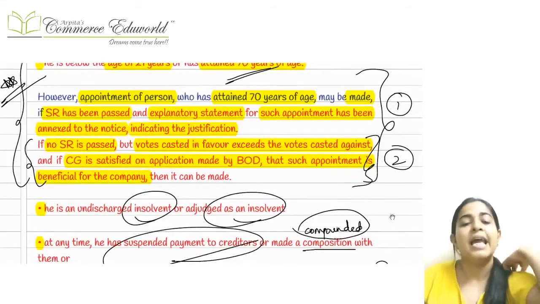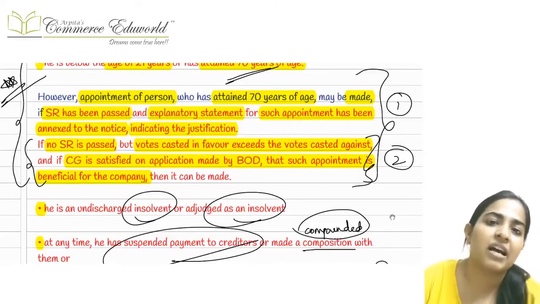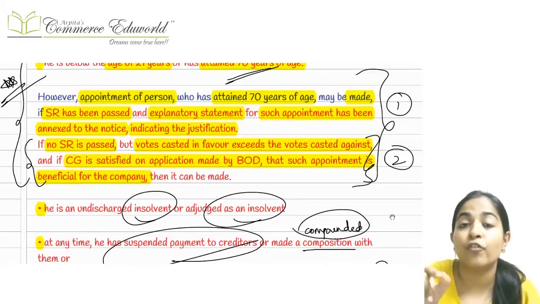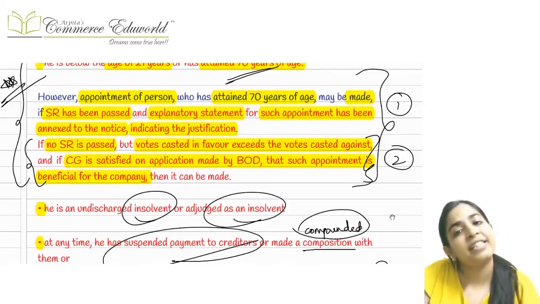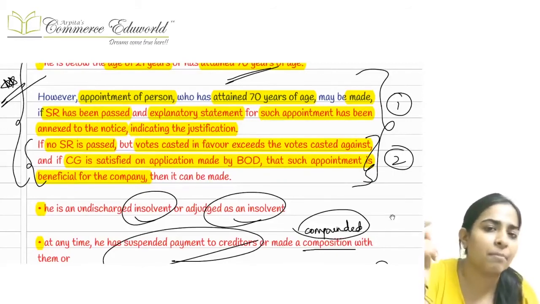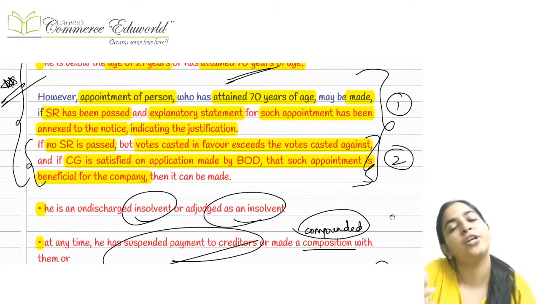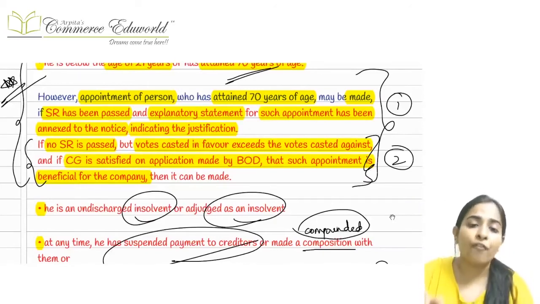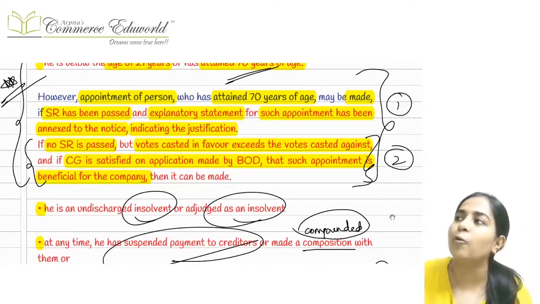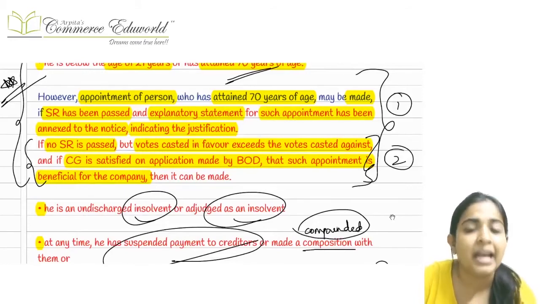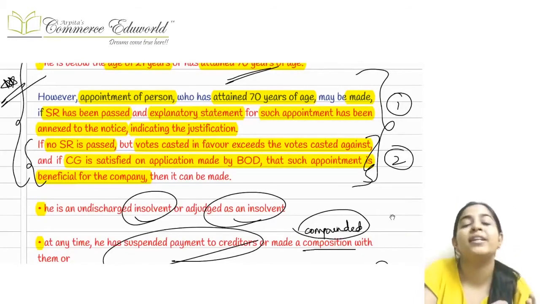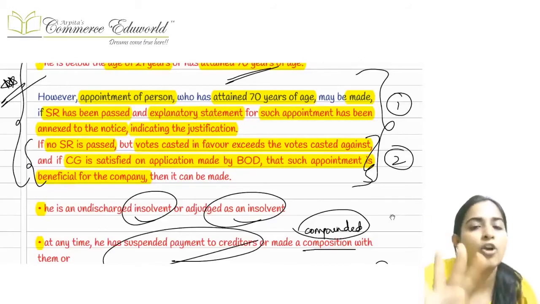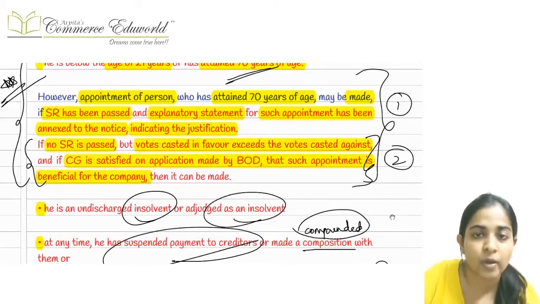First exception is if suppose the company passes SR. This exception is first of all for the people who have touched the age of 70 years. If you still want to appoint that particular person, then your company can pass a special resolution and that particular person can be appointed. And for this special resolution, when you are giving the notice to the shareholders for this meeting, then you have to attach an explanatory statement that why you still want to appoint this 70-year-old person in your company in the position of managerial personnel.